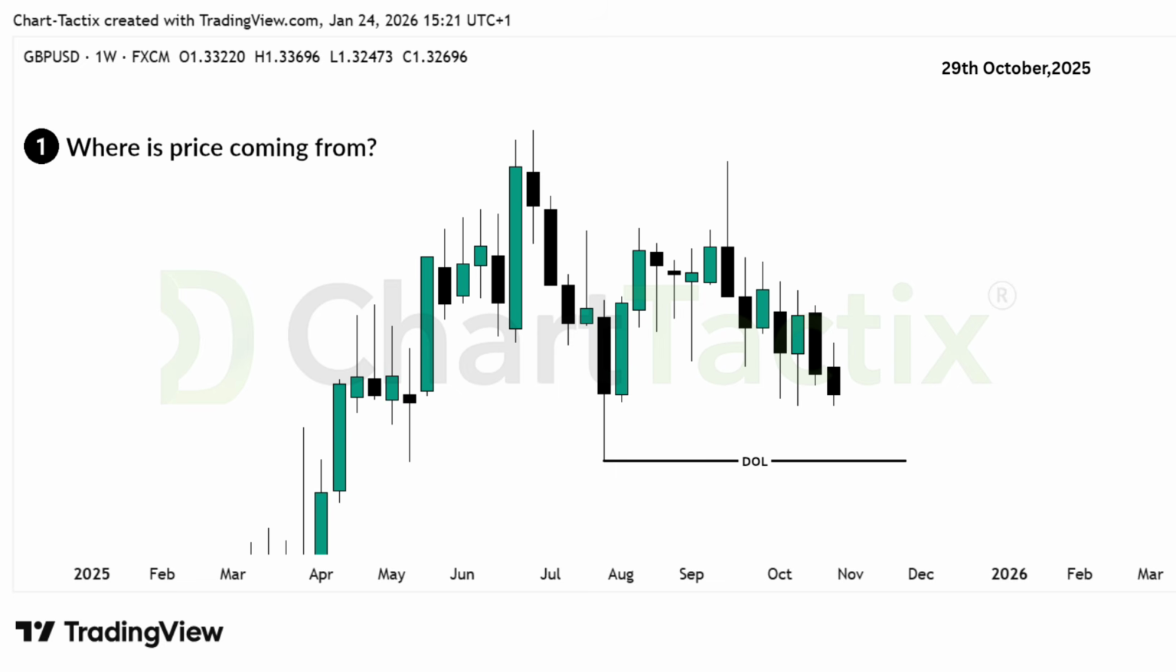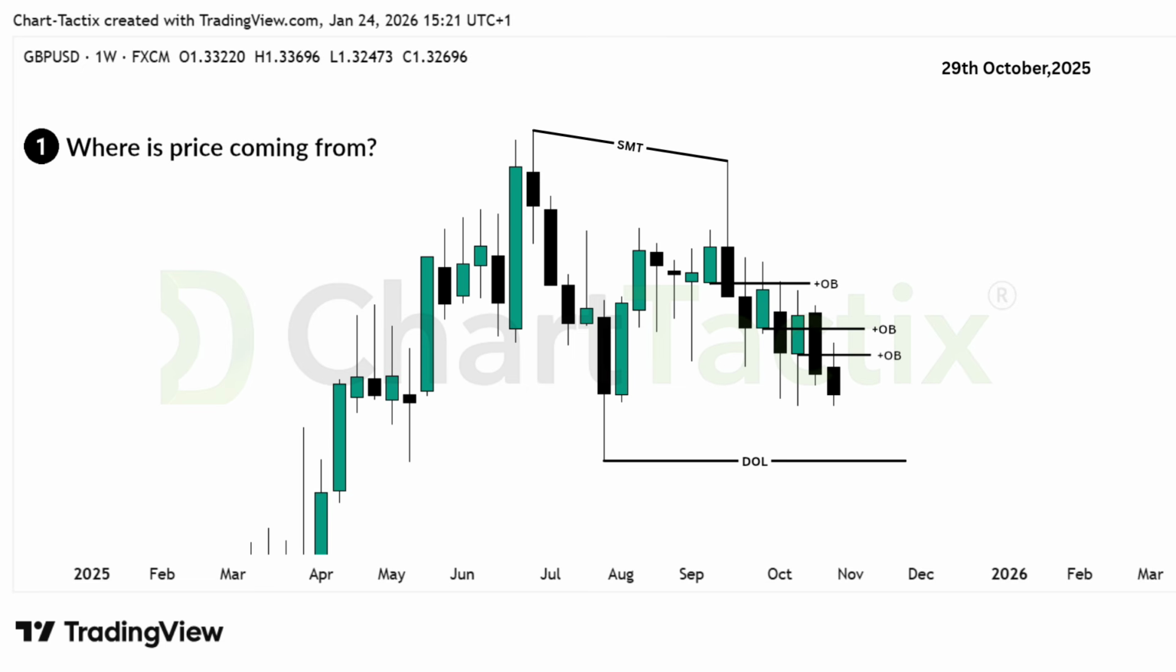Where is price coming from? The first thing I noticed was an SMT divergence. But that wasn't all. We could also see that price was gradually pushing to the downside. And as price continued pushing lower, it was clearly respecting bearish order blocks. So we had price trending downward, respecting bearish PD arrays alongside SMT divergence.